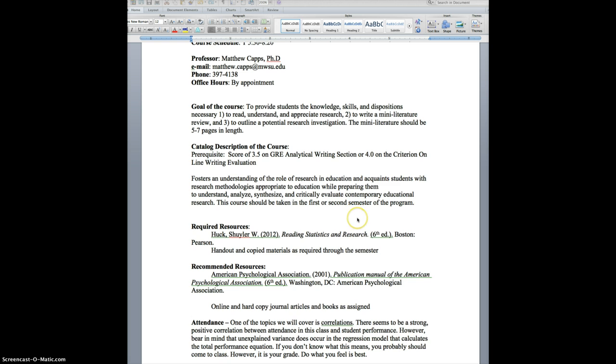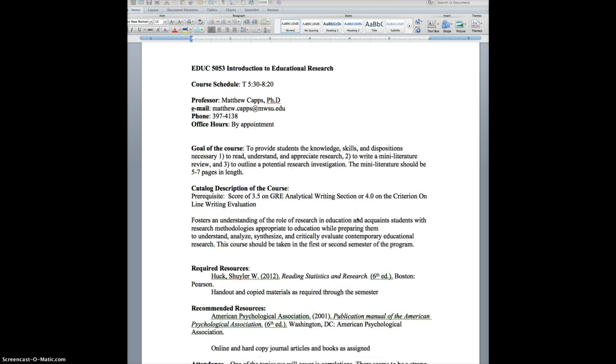The required resources for the course: there's a book. It's called Reading Statistics and Research by Schuyler Huck, 6th edition. Evidently, there's a mix-up at the bookstore. This is the only required book.